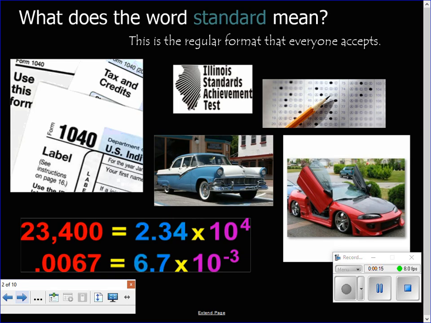Standard form, we hear this word a lot. There are standard forms for doing a lot of different things. We have a standard form for doing our taxes. We have a standard way of taking tests. We have standard models of a car. When we talk about standard, it means that it's the baseline. So this is the official way, or the minimum way that you should do this, right?